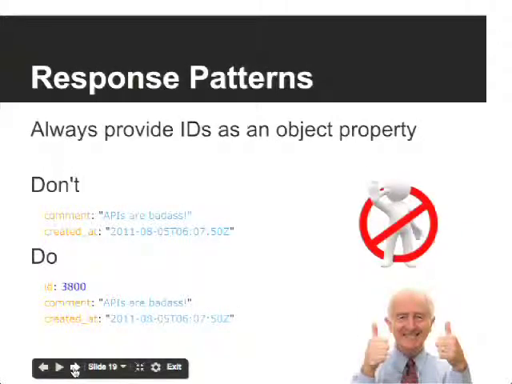So there's a number of simple rules that you should follow when programming your response objects. Always provide IDs as an object property. Developers are going to potentially use those IDs to make requests to other resources available in your API. So rather than just simply posting a comment with a body and a created at, just simply attach the comment ID to it so that when a developer makes a request to the comment resource, they can also pass along the comment ID and get exactly the ID that they're expecting.